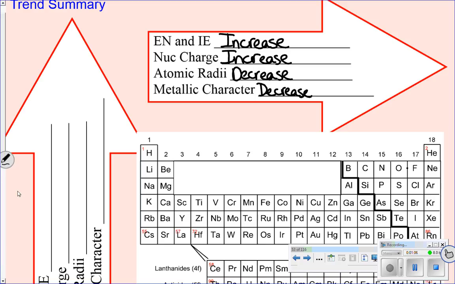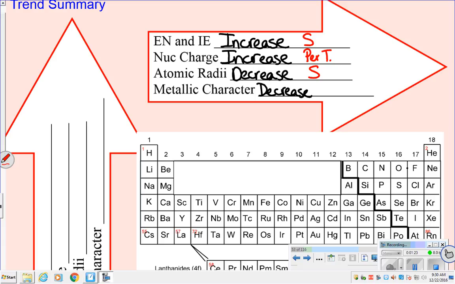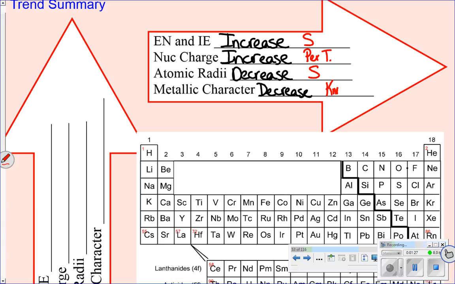Just to leave you a little note with each of these: electronegativity and ionization energy are on table S. Nuclear charge is the number of protons, that's the periodic table. Atomic radii is on table S. Metallic character, you just need to know. Pretty easy to figure that out. You're going from the metals to the nonmetals. You can look up all of these trends.